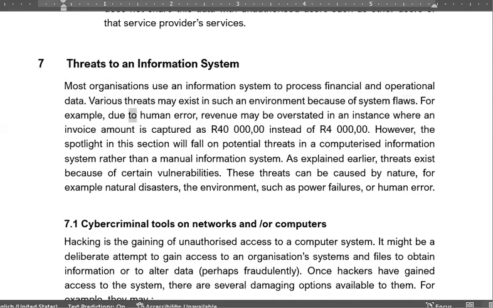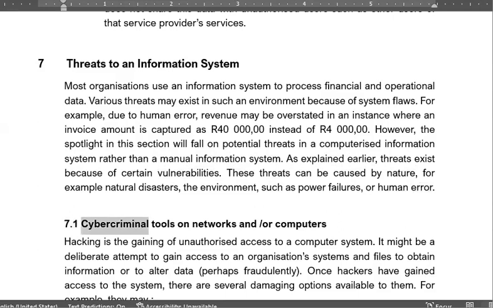For example, due to human error, revenue may be overstated in an instance where an invoice amount is captured as R400000 instead of R40000. However, the spotlight in this section will fall on potential threats in a computerized information system rather than a manual information system. As explained earlier, threats exist because of certain vulnerabilities. These threats can be caused by nature, for example, natural disasters, the environment, such as power failures, or human error.